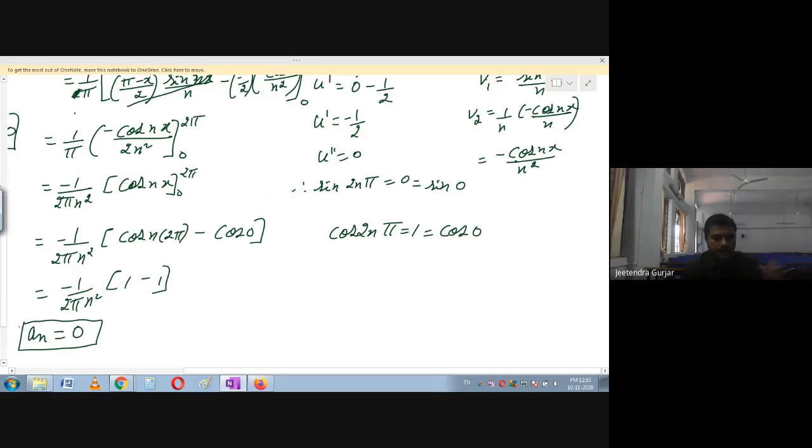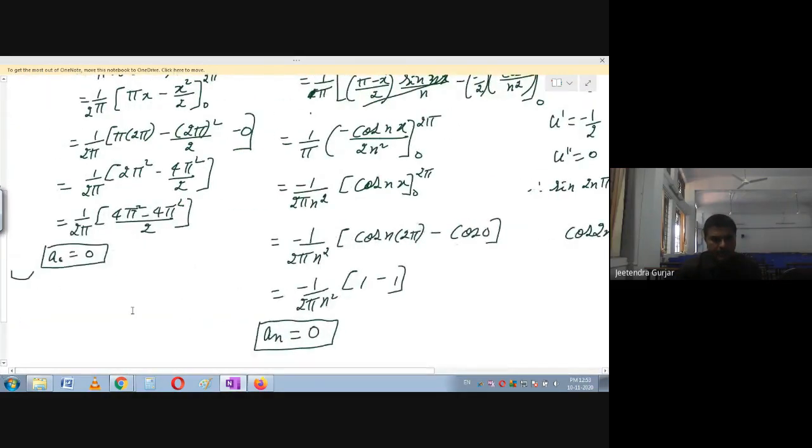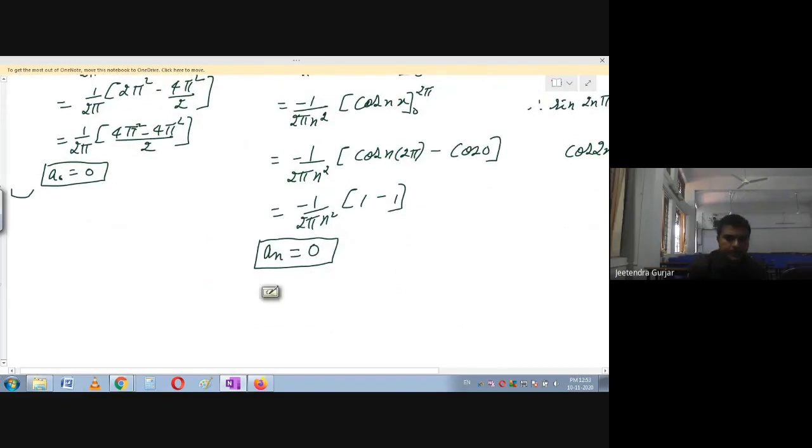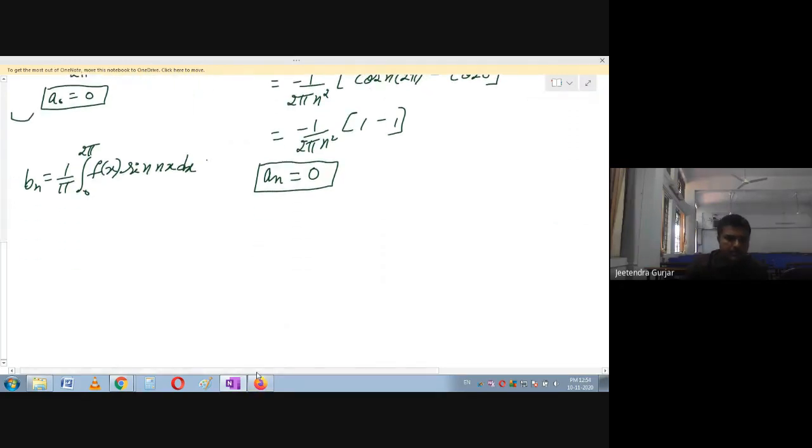Similarly, you are going to calculate for bn. Okay, no problem, we'll calculate for bn. First, please write the formula for bn. So bn is equal to 1 upon pi, integration from 0 to 2 pi, f of x sine nx dx. Okay, now we'll calculate the value.